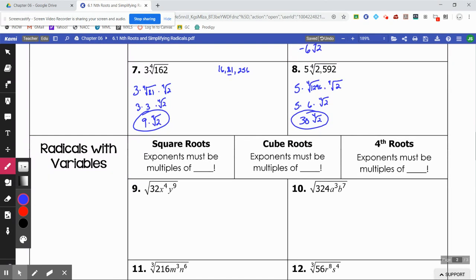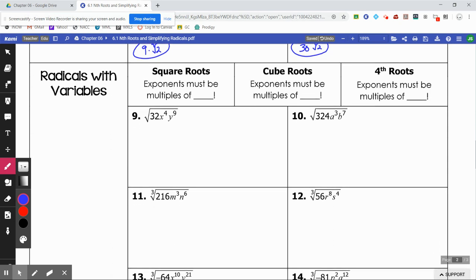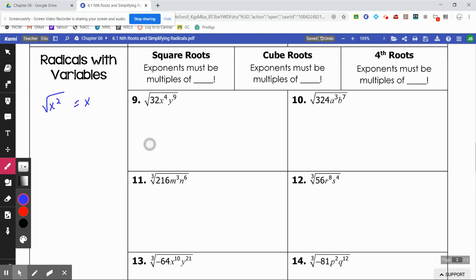Next up, radicals with variables. Now, square roots. Let's talk about some variables that we can take the square root of. Again, remember what a square root is. It's what multiplies times itself to give you that. And I know the square root of x squared would be x, because x times x will give you x squared.